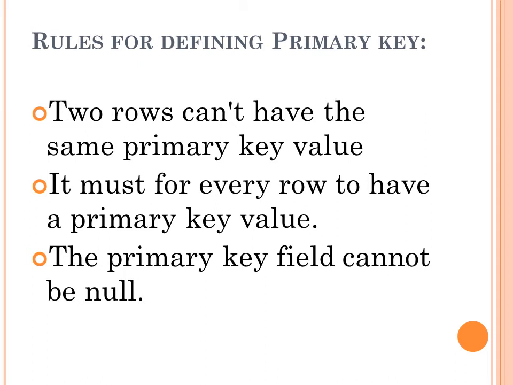Rules for defining a primary key: two rows can't have the same primary key value. It is a must for every row to have a primary key value. Every row must have a primary key. Every student has a primary key, so their roll number must be a primary key. The primary key field cannot be null. So these are the rules you must follow.